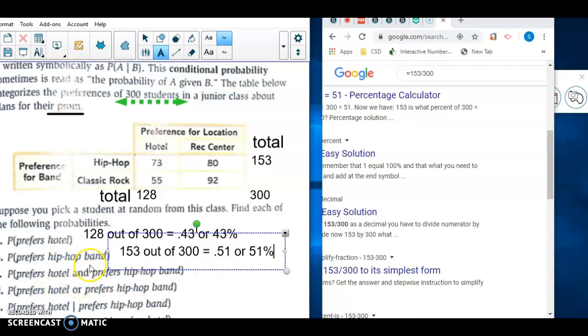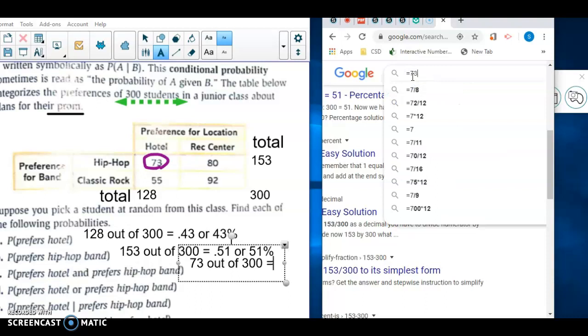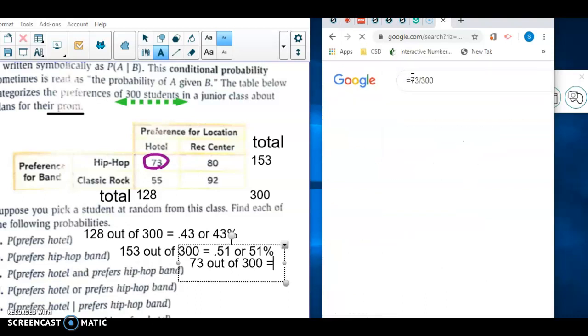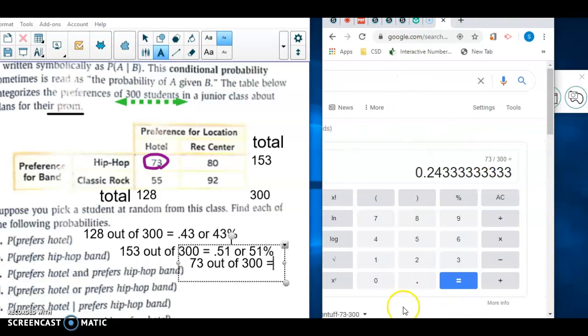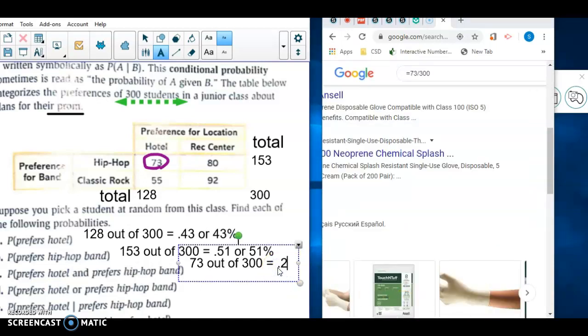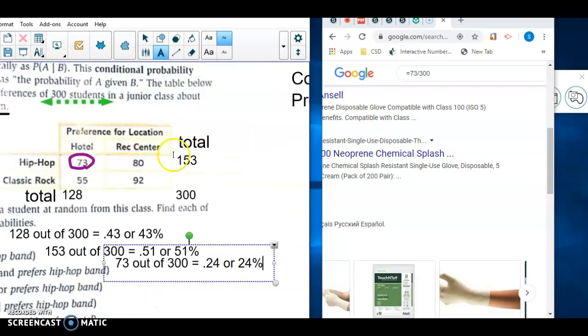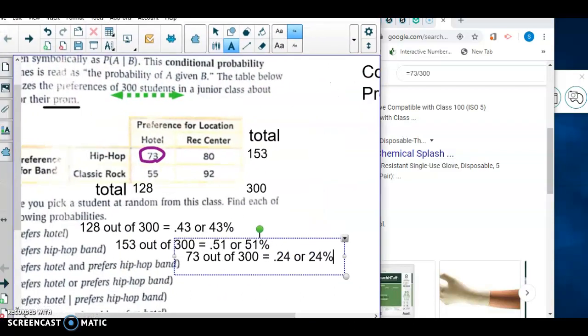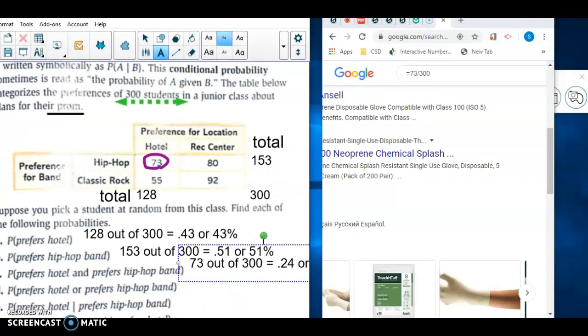Okay, let's see, prefers the hotel and prefers the hip-hop band. So that would be this section right in here, prefers the hotel and the hip-hop. So 73 out of that 300. This is out of everyone still. There's no conditions being given yet. This is kind of a little bit of a review. So 73 divided by 300, and we get a number answer, 0.24 or 24%.